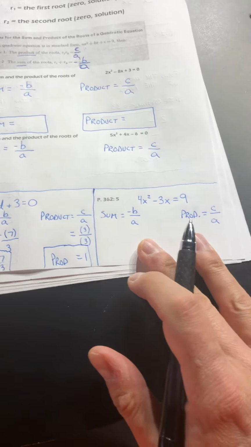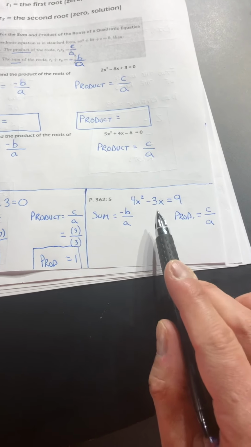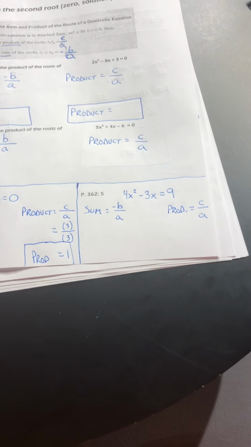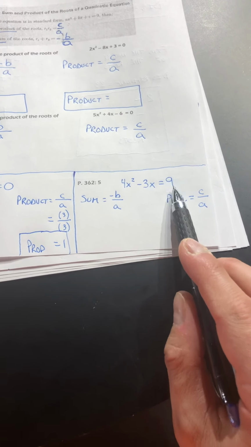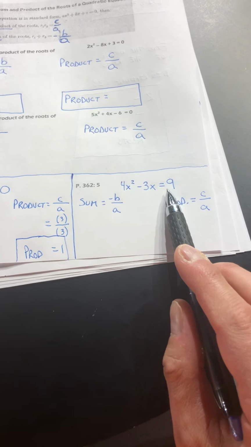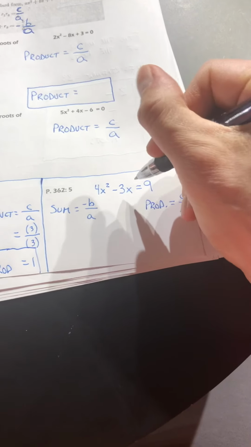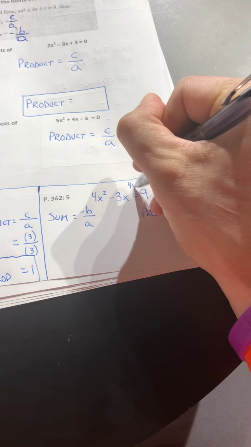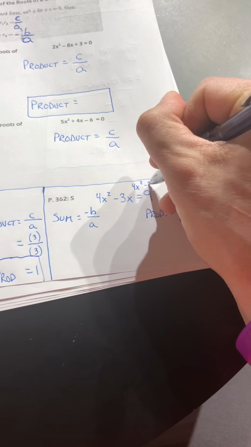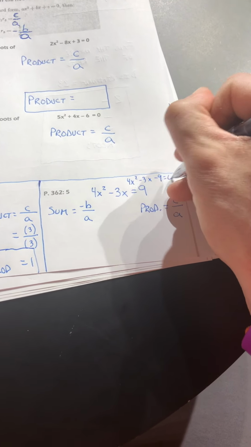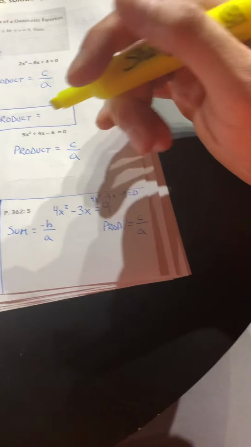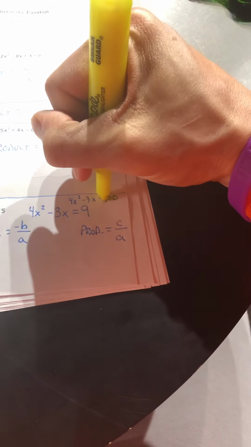Now we're going to take a look at page 362, number 5. I wrote the equation for you: 4x squared minus 3x is equal to 9. The first thing we have to do is set this equal to 0, so I'm going to subtract 9. The equation that we're going to be using is 4x squared minus 3x minus 9, in standard form, is equal to 0. I'm just going to highlight that. So this is the equation that you should be using.